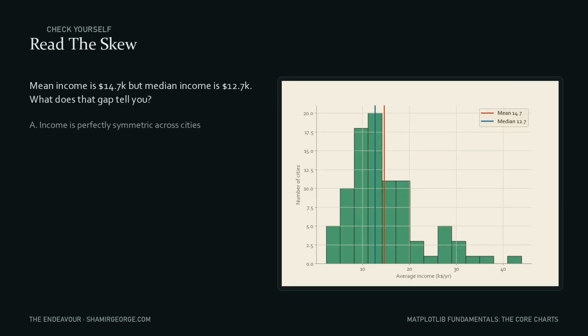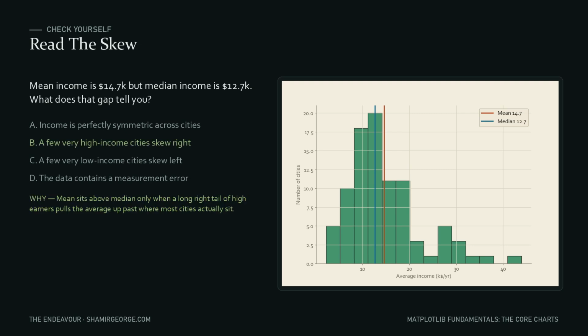Alright, check yourself on this one. 90 cities, 1 gap worth noticing. The mean income across this survey sits at $14,700, but the median sits lower at $12,700. That $2,000 difference between them is not random. It's a signature written into the shape of the distribution itself. So, what does that gap between mean and median actually tell you?